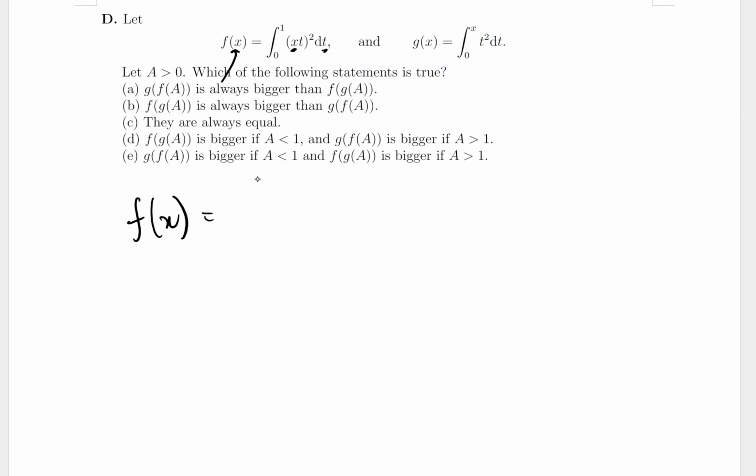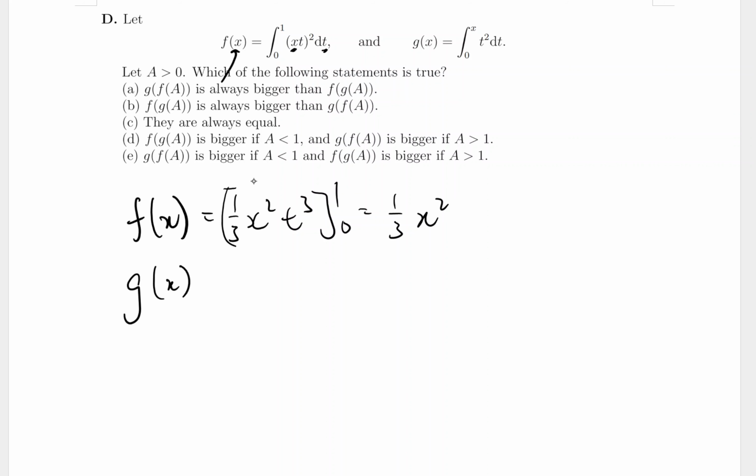So let's try to integrate this. Not the hardest integral to evaluate, hopefully. This gives us a third x squared t cubed, from 1 to 0, which leaves us with a third x squared. Quite nice. Okay, and g of x. Now, g(x) is less tricky because the x is on the limits this time. Again, straightforward integration from x to 0, which gives one third x cubed. So we've got f(x) and g(x).